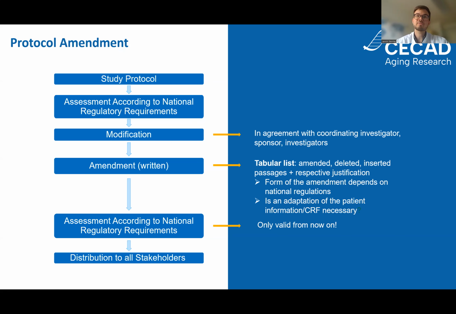Only after the assessment of the amendments according to the national and regulatory requirements, the amendments are valid from this time point where the approval has taken place. And once the amendment is approved, it has to be distributed to all stakeholders and investigators. In particular, it has to be considered if already recruited patients are affected. And in this case, the informed consent must be renewed for all current trial participants and also those that already had been followed up.